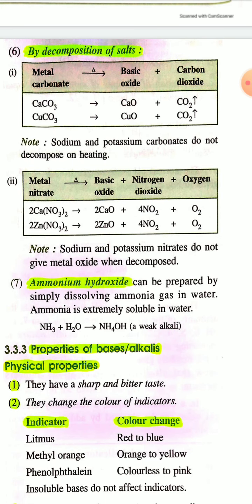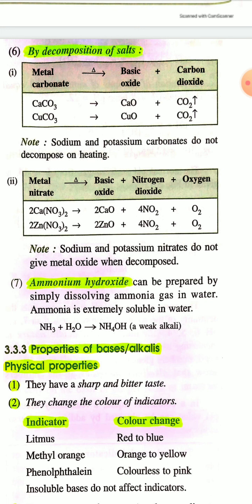Some examples: heating of metal nitrate, for example calcium nitrate, will produce calcium oxide and nitrogen dioxide and oxygen gas. Similarly, zinc nitrate, Zn(NO3)2, on heating will produce zinc oxide, ZnO, plus NO2 plus O2. You have to write the balanced equations in the exam paper. So heating of calcium nitrate: the products are calcium oxide, NO2 and O2.